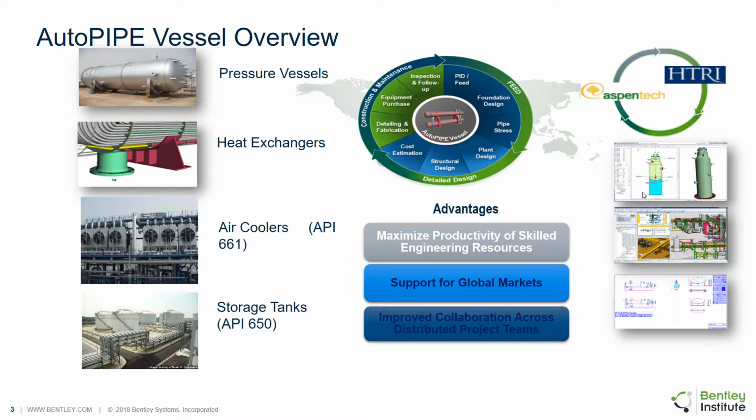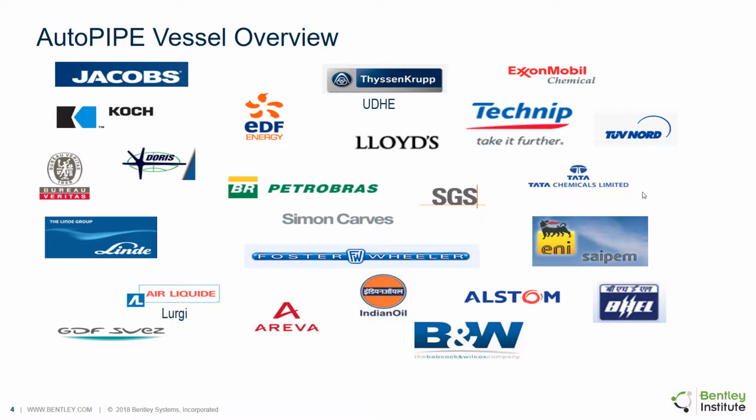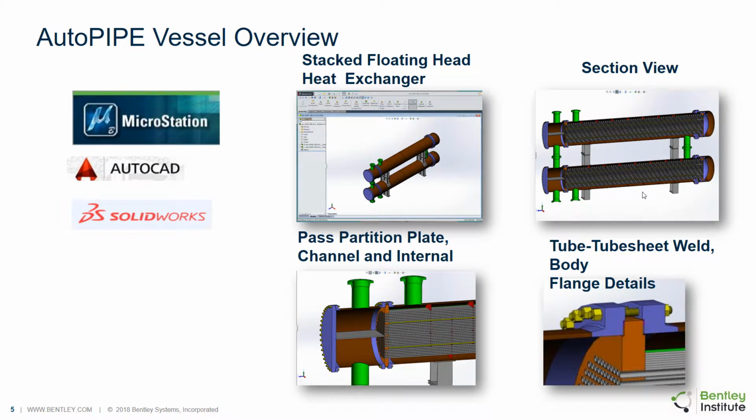There are several advantages of the software, including maximizing productivity of skilled engineering resources, supporting a global market, and improved collaboration across distributed project teams. Many large EPCs, oil and gas owner-operators, and manufacturing companies use AutoPIPE Vessel for their static equipment design and analysis needs. Some of them are mentioned here. After completion of design, the model from AutoPIPE Vessel can be exported to MicroStation and AutoCAD for 2D drawing and 3D model generation, as well as creation of a 3D model in SolidWorks.